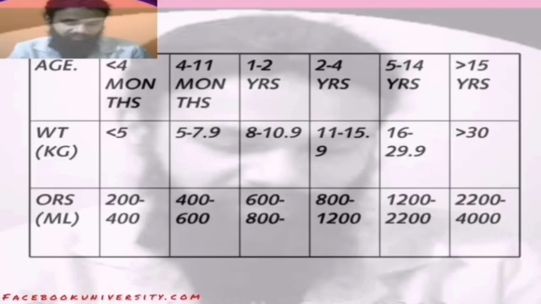And for more than 15 years of age and more than 30 kilogram of body weight, you can give 2.2 liters to 4 liters of oral rehydration salt in the first 4 hours.